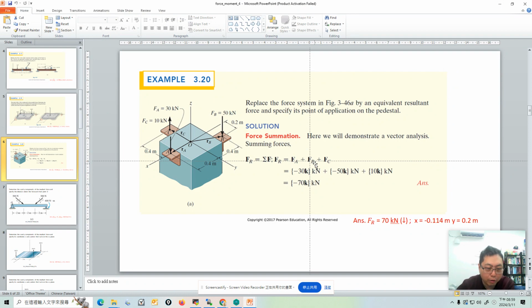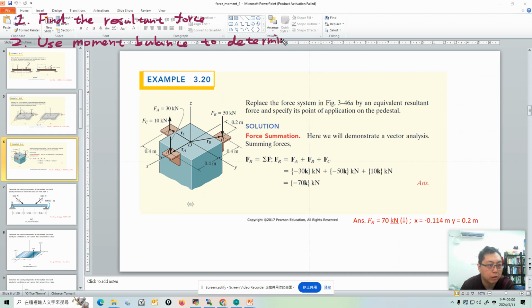For this simplification problem, as I said in the previous video, find the resultant force first. Second, use moment balance to determine the position of the resultant force. Then we finish the simplification. The concept is that before and after simplification, the resultant force and resultant moment are the same, so you create an equivalent system.